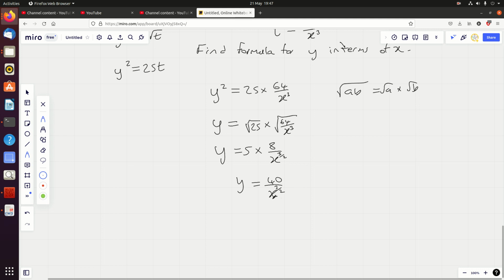Now, it is possible that you might have expressed that in other ways. I do wonder as well, they did want y in terms of x here. They didn't want y squared in terms of x. But you could write that as 40x to the minus 3 over 2, for example. That would also be acceptable. And yeah, etc. I think I'll call it a day now for this video.